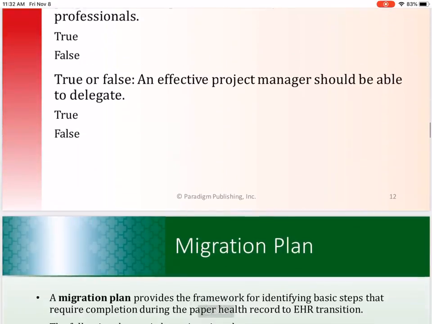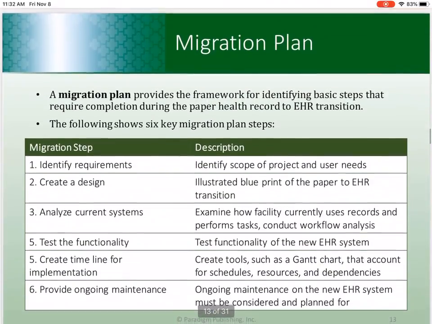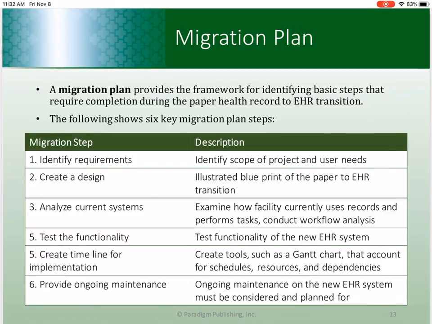All right, so let's go on over to 356 and let's talk about a migration plan. Now, in addition to preliminary analysis, the healthcare facility should create a migration plan. A migration plan provides the framework to identify the basic steps that must be completed during the transition from paper health records or an existing electronic system to an EHR. And so you've got 6 steps here that are your key migration plan steps.